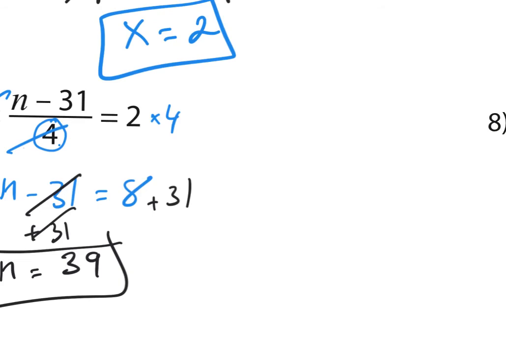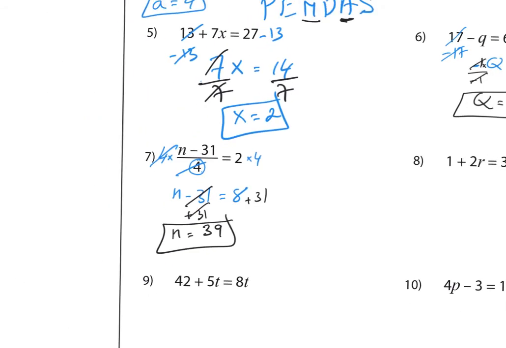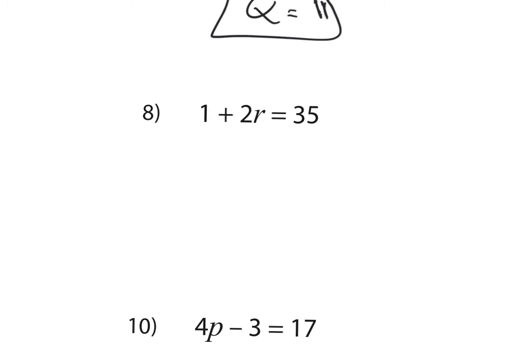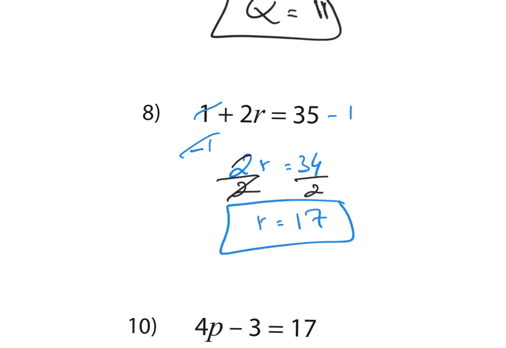All right, so let's move on to number 8. We got 1 plus 2r equals 35. Again, we're going to subtract 1 on both sides here. And we're going to have 2 times r equals 34. 35 minus 1 is 34. And we're going to divide by 2 on both sides here. And we're going to have r equals 17.